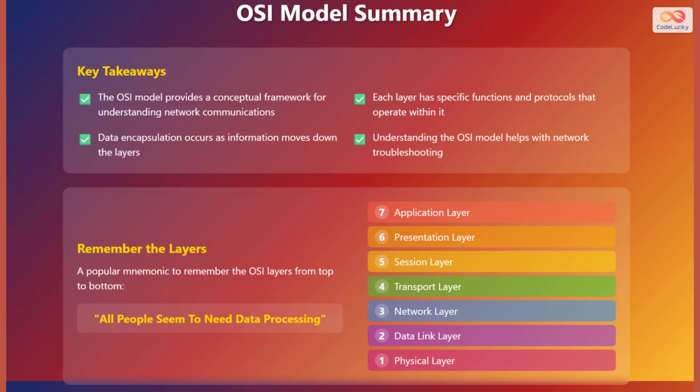In summary, the OSI model provides a conceptual framework for understanding network communications. Each layer has specific functions and protocols that operate within it. Data encapsulation occurs as information moves down the layers, and understanding the OSI model helps with network troubleshooting. Remember the layers of the OSI model from top to bottom using the mnemonic: All people seem to need data processing, to help remember application, presentation, session, transport, network, data link, and physical layers.